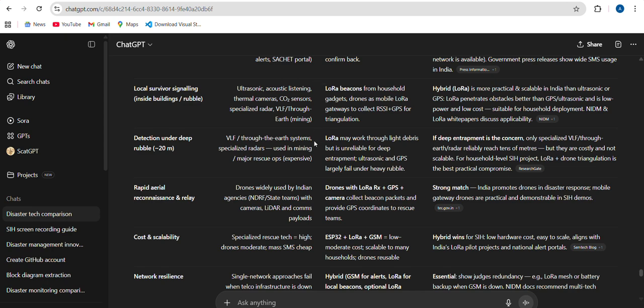which are currently used by the NDRF, National Disaster Response Force, during natural calamities. For example, the recent flash flood in Himachal Pradesh, as well as incidents in the last two years like the Wayanad landslide. We proposed LoRa beacons from household gadgets, drones, and mobile LoRa gateways to collect RSSI plus GPS for triangulation of the location of the survivors.